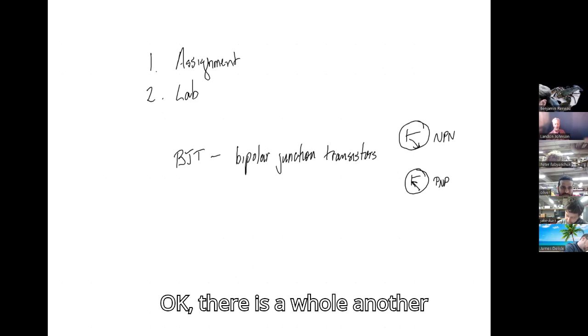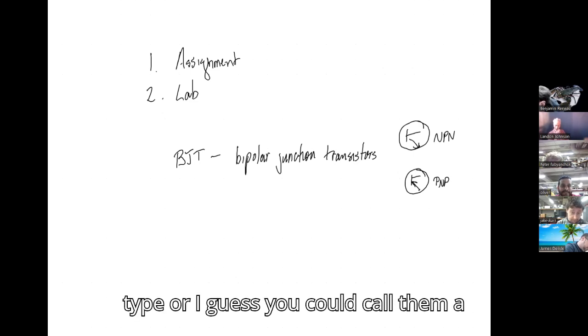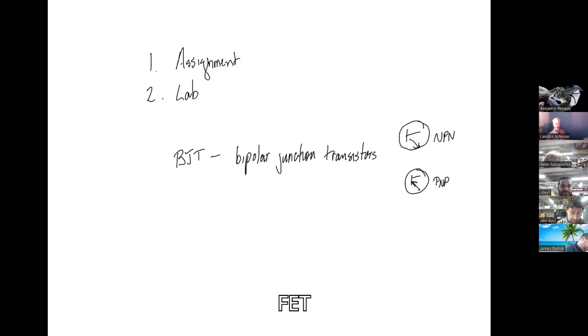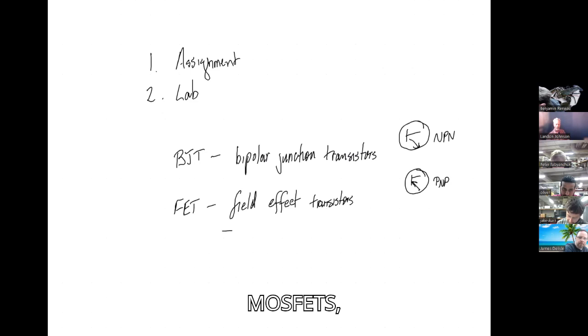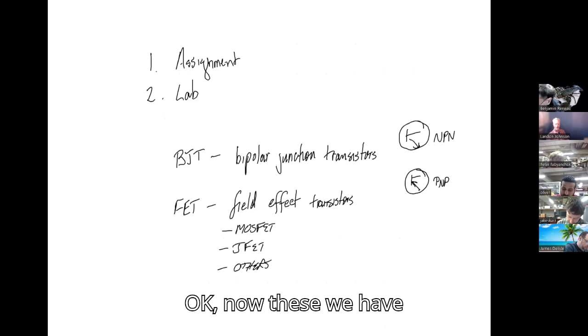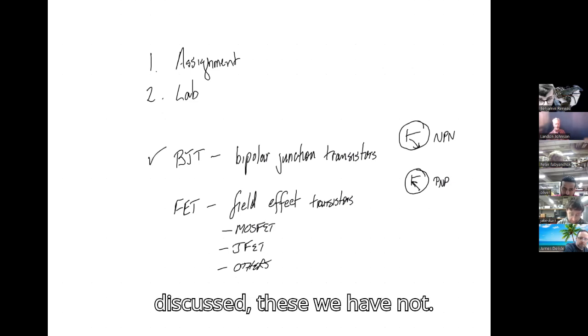Okay, there is a whole other type, or I guess you could call them a family of transistors called FET, field effect transistors. Underneath that, there are things like MOSFETs, JFET, and there are some others. Now, these we have discussed, these we have not.